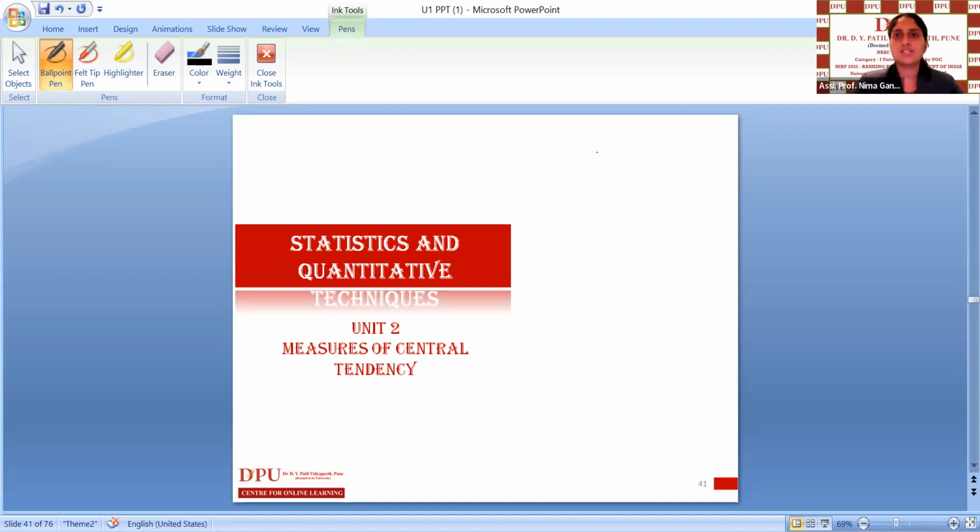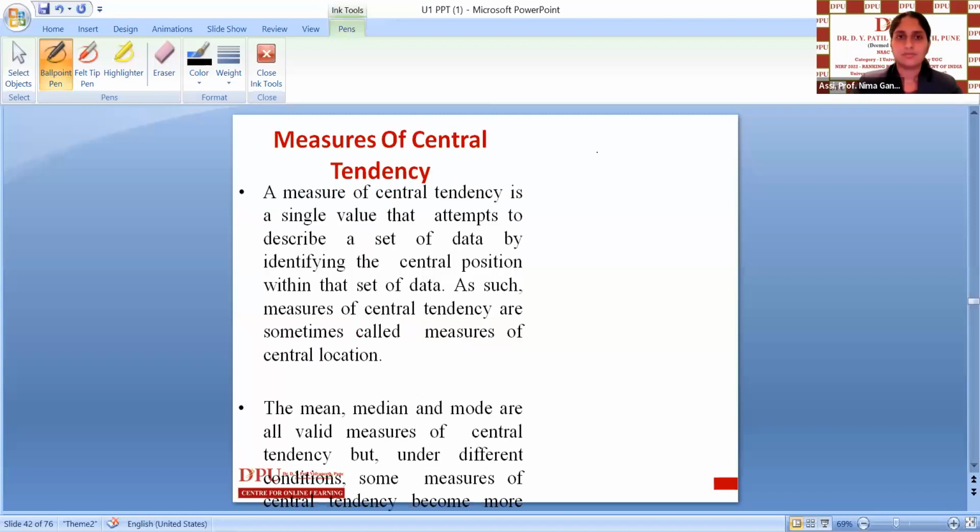So what are the measures of central tendency? Basically, measures of central tendency are the measures in which you are interested in finding a single observation which is representing your whole data. We have 3 measures basically: mean, mode, and median. We will try to finish all 3 measures in this session. Basically, it is a single value which is representing your data.